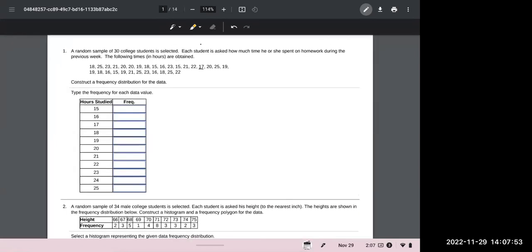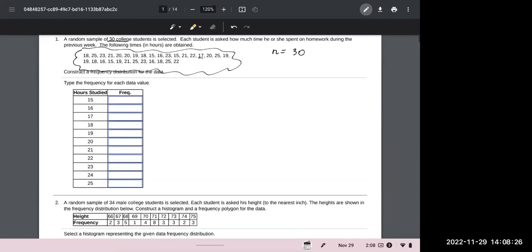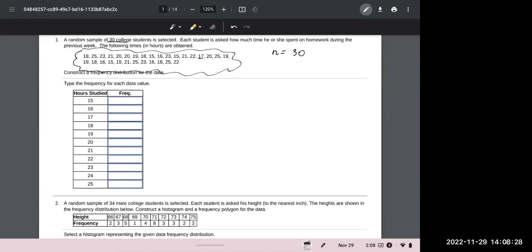Okay, so the first question: a random sample of 30 college students is selected. Each student is asked how much time he or she spent on homework during the previous week, and the following times are obtained. So what you see here are 30 numbers, n is equal to 30. We asked 30 students how many hours they spent on homework during the previous week. So what you need to do is fill in the frequency distribution table.